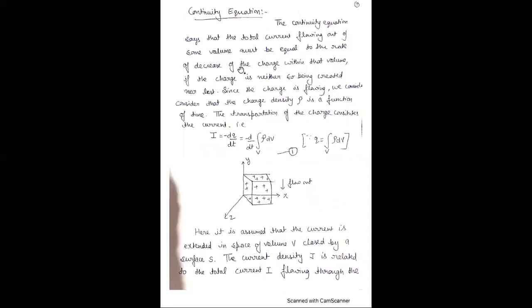Therefore, using equations 1 and 2, we get the closed surface integral of J dot dS, and I is equal to minus d by dt of the integral of rho dV. Therefore minus dq by dt is minus d by dt of the integral of rho dV. The minus sign above is needed in view of decreasing charge density if the current is flowing out of the volume V. So this is the equation.